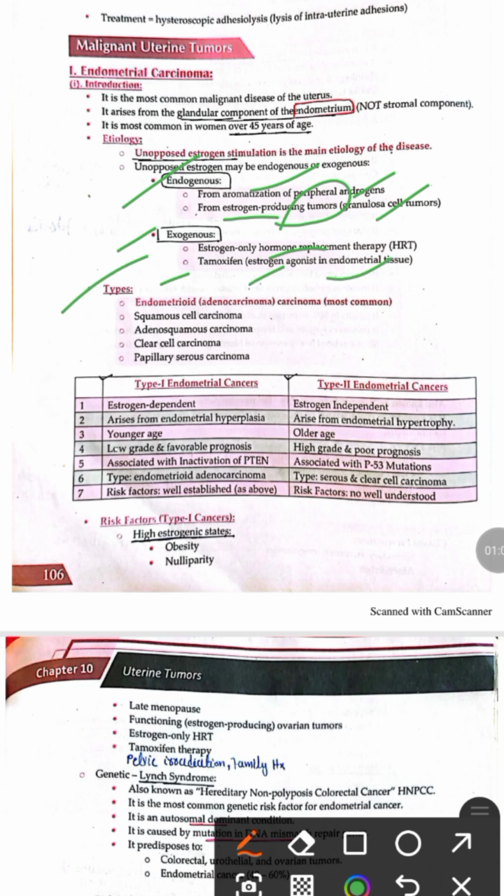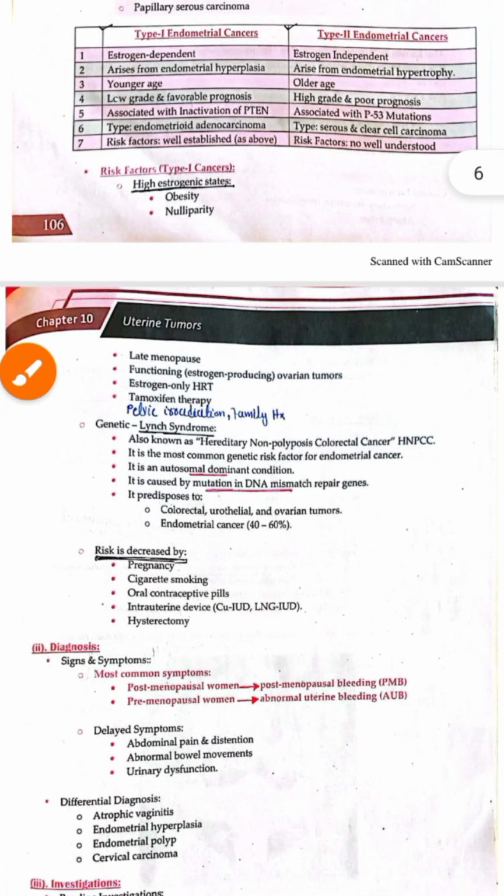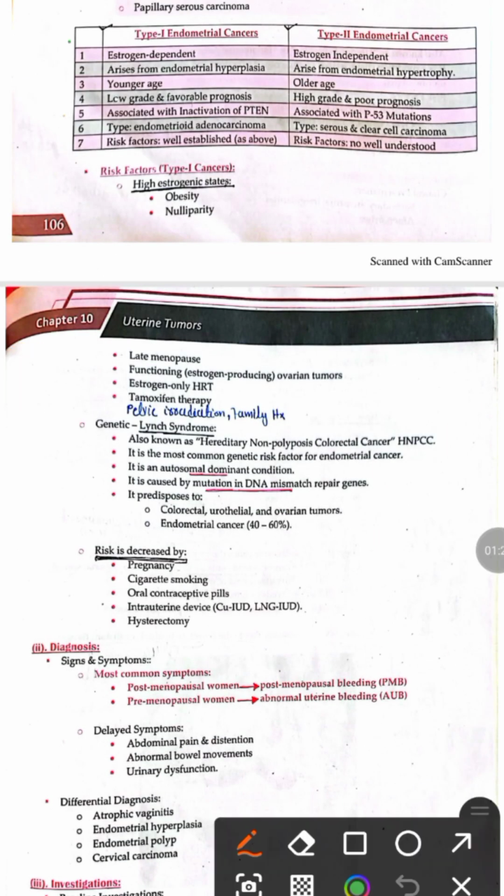Now let's talk about the types of endometrial cancer. The types include endometrioid, which is also known as adenocarcinoma, and it is the most common type of endometrial cancer. Others are squamous cell carcinoma, adenosquamous carcinoma, clear cell carcinoma, and papillary serous carcinoma. Endometrial cancer is also divided into type 1 cancer and type 2 endometrial cancer.